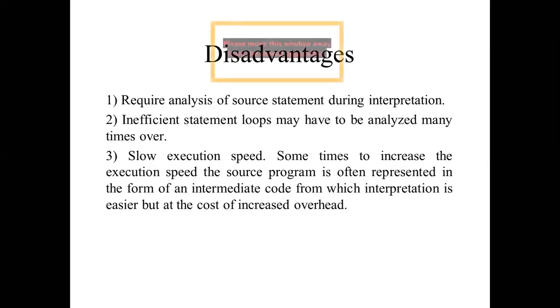So disadvantages of that: it requires analysis of the source statement during interpretation. Now again there is a need of analysis here. Inefficient statement loops may have to be analyzed many times over. In this case, there is the existence of inefficient statement loops. But in case of the compiler, we just remove that. We remove the redundancy. In this case, there is slow execution speed because the program is converted line by line. So ultimately, we will get slow execution speed.